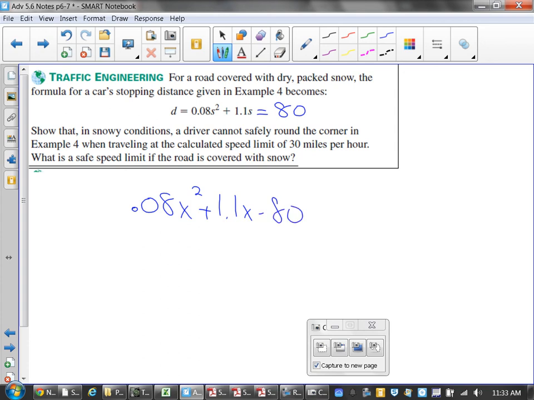What happens is you get two values at the end. You got a positive and a negative value, and they're talking about speed. Do you have a negative speed? No. So you just have to throw it out.